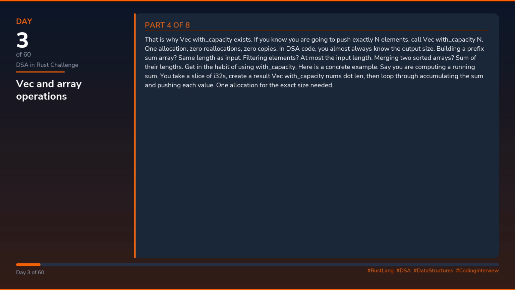Here is a concrete example. Say you are computing a running sum. You take a slice of i32s, create a result Vec with_capacity(nums.len()), then loop through accumulating the sum and pushing each value. 1 allocation for the exact size needed.